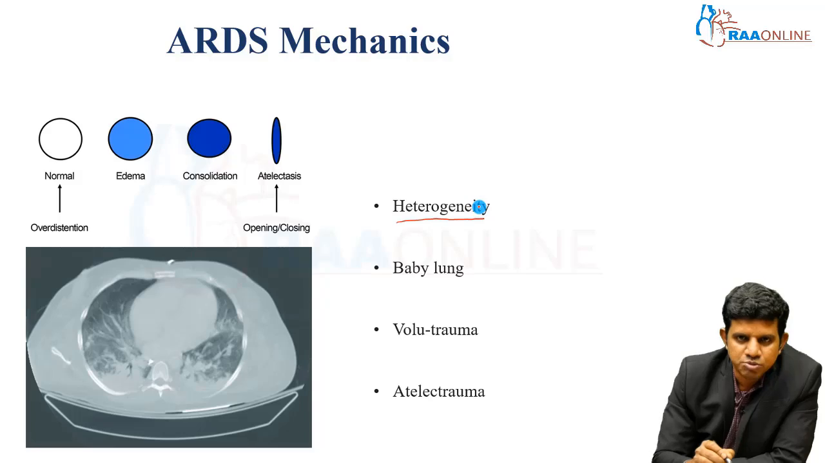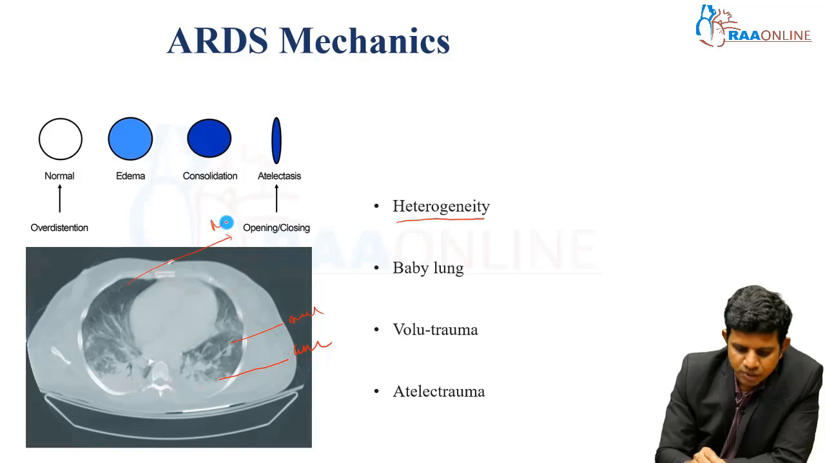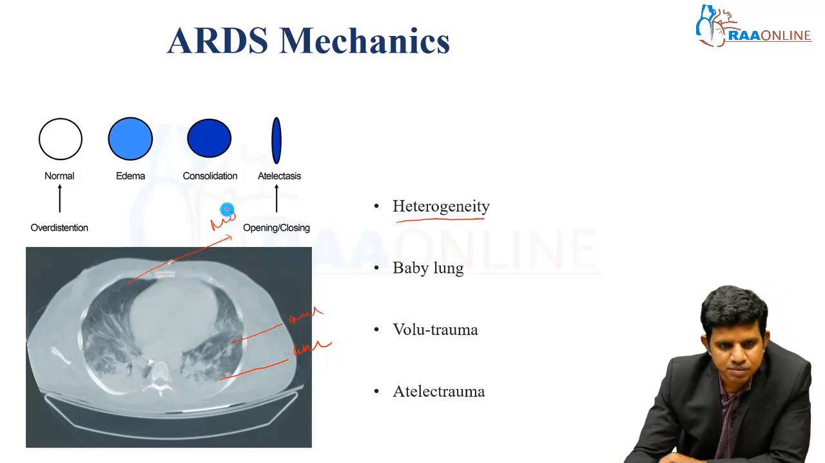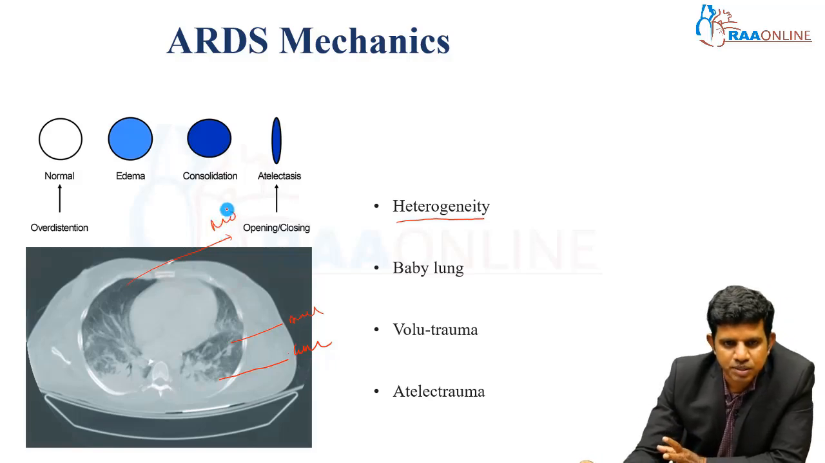In this ARDS CT, this part of the lung is consolidated. This is called atelectasis. This is the normal lung. So in the same patient, some part is normal, some part is atelectasis, and some part is consolidated.